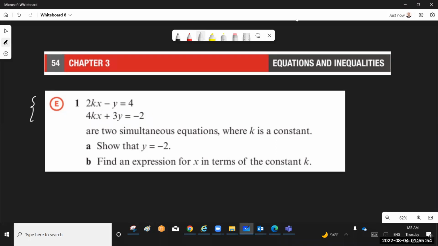In this video, I'll solve systems of two equations, maybe two linear equations or one linear and one quadratic. Let's start with question number one. I have two equations here. These two equations are simultaneous equations where k is a constant. Show that y is -2.